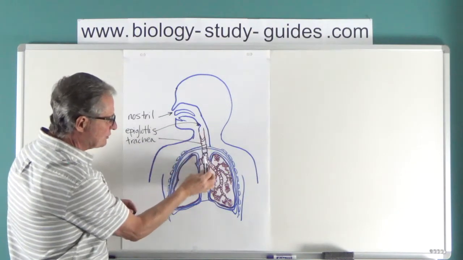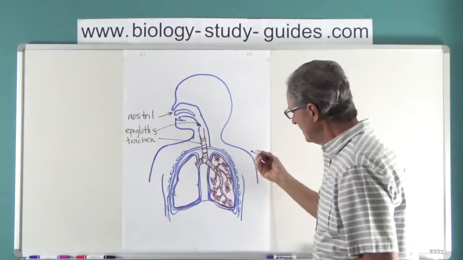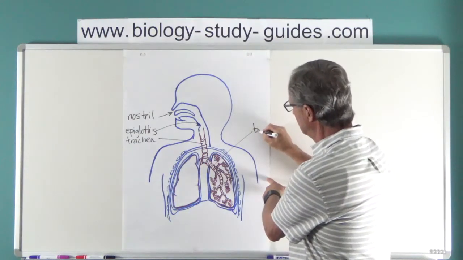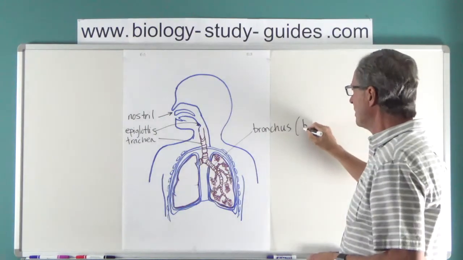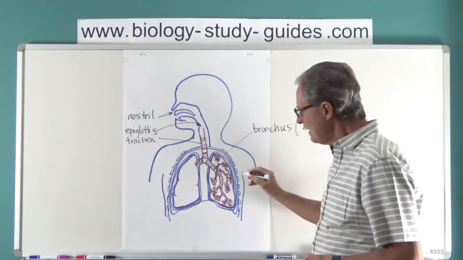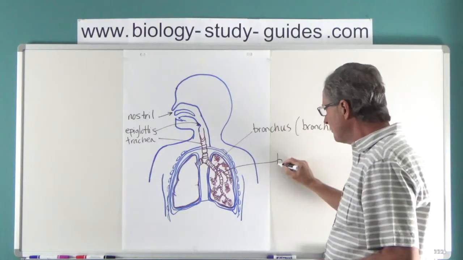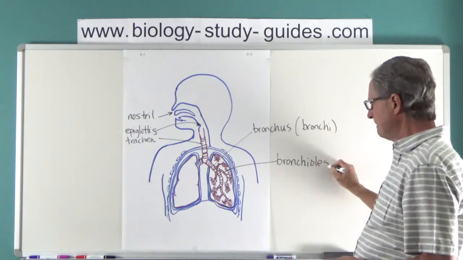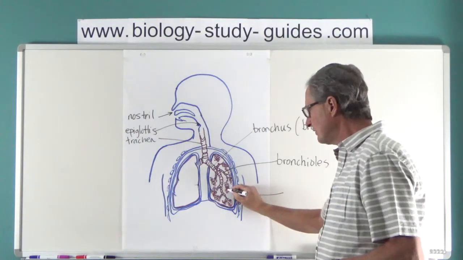The trachea goes down the throat and it branches. Each of these branches is called a bronchus. Two of them are bronchi. As they continue to branch, the smaller branches are called bronchioles. And they end in tiny air sacs, which are called alveoli.